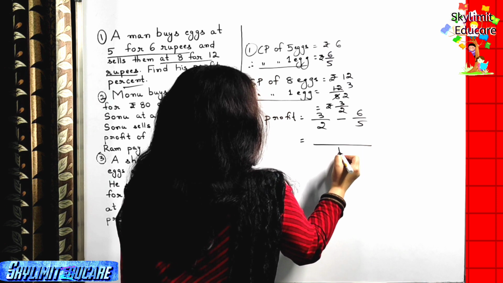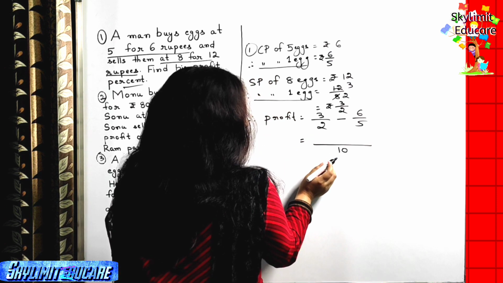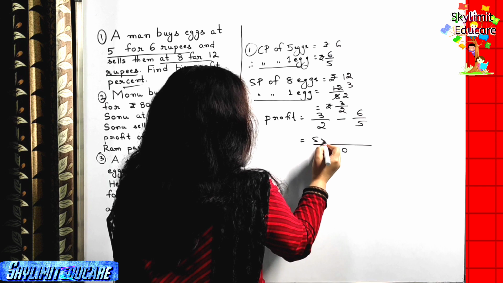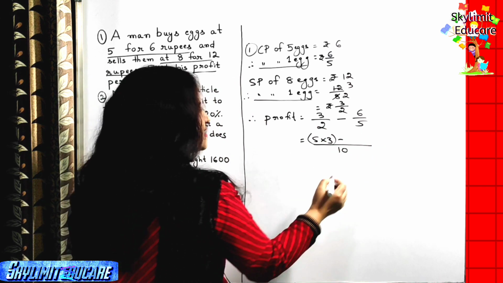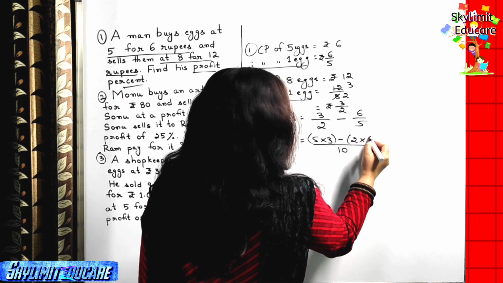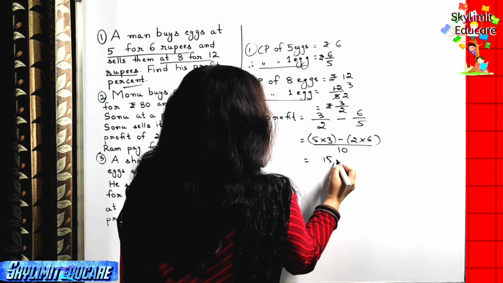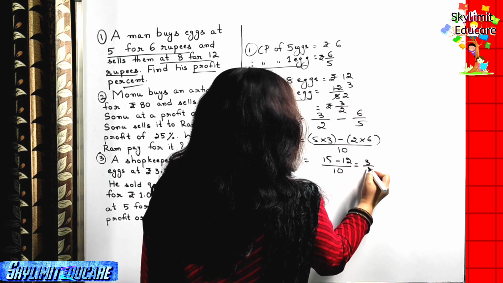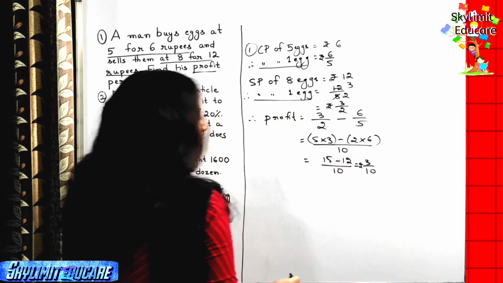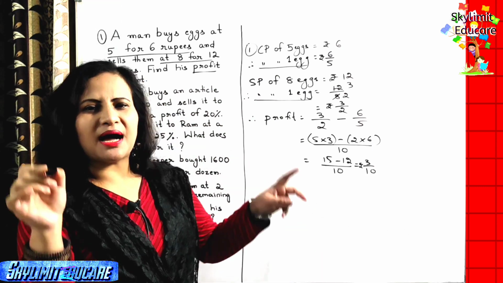The LCM of 2 and 5 is 10. 2 multiplied by what is 10? 2 multiplied by 5 is 10, so multiplied to the numerator 3, and 5 multiplied by 2 is 10, so 2 multiplied to the numerator 6. So we got here 15 minus 12 by 10. So that gives us 3 by 10. So the profit incurred is rupees 3 by 10.